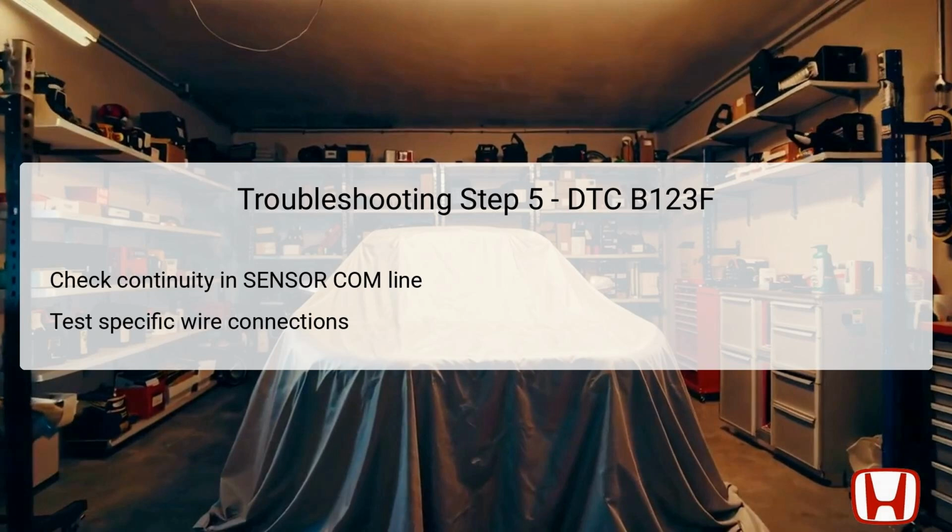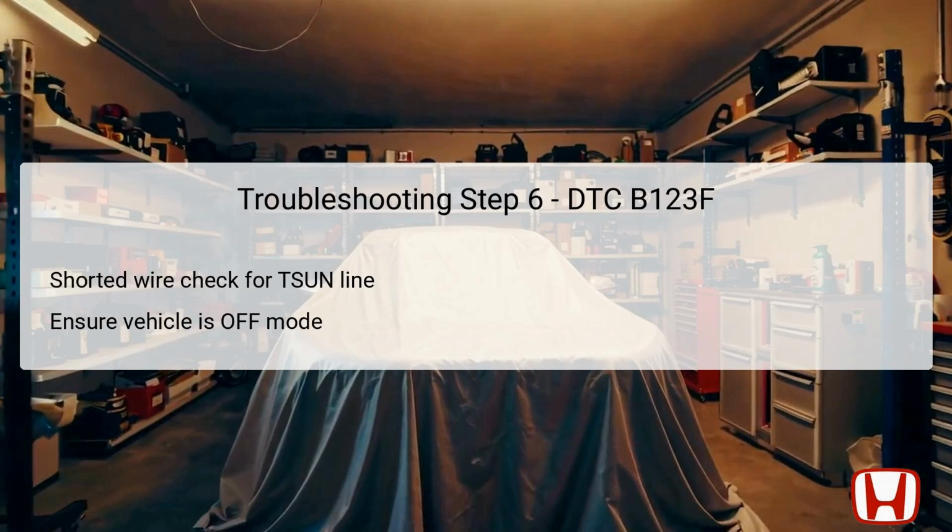Test point 1 is climate control unit connector A, 32P, number 12, while test point 2 is on the sunlight sensor 2P connector, female terminal, number 1. This test will confirm if the sensor COM wire is functioning as expected. If continuity is confirmed, proceed to the next troubleshooting step. If not, repairs are needed to address any open circuits found within this wire.